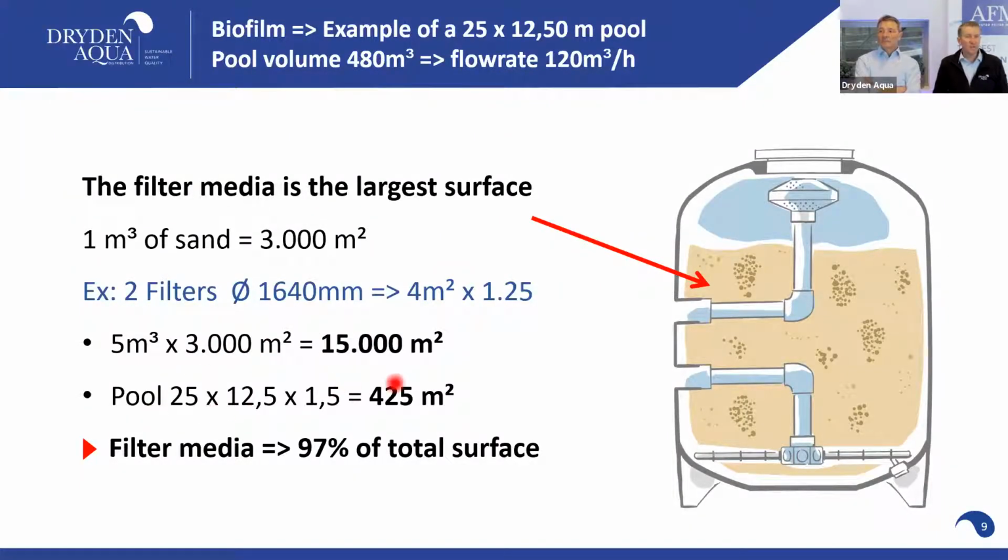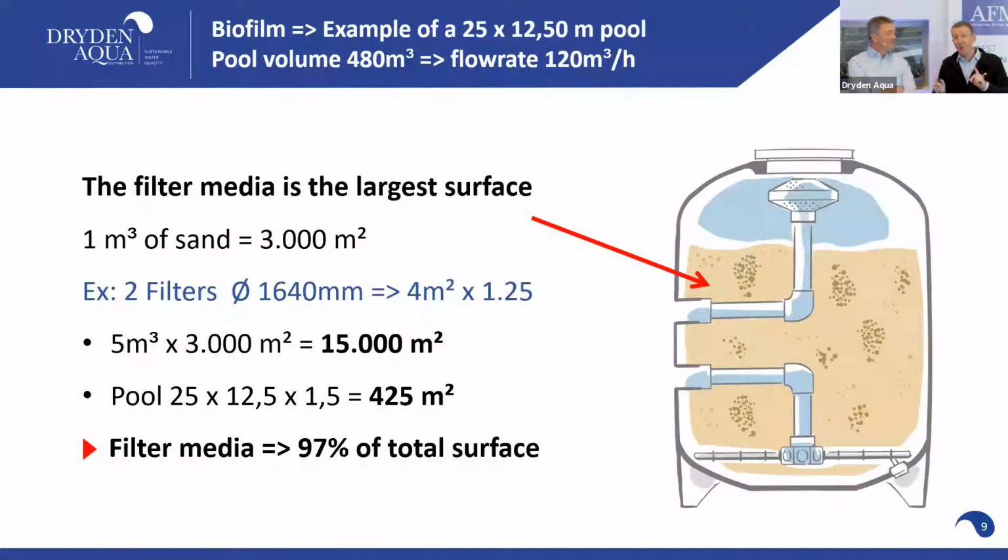If we calculate the surface of the pool, the walls and the bottom of a pool of that size, we will get a total pool surface of 425 square meters. So I guess you were right. You missed the pipe.